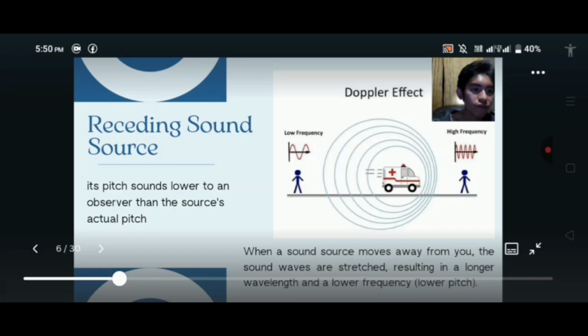When the sound source moves away from you, the sound waves are stretched, resulting in a longer wavelength and a lower frequency, resulting also in a lower pitch.